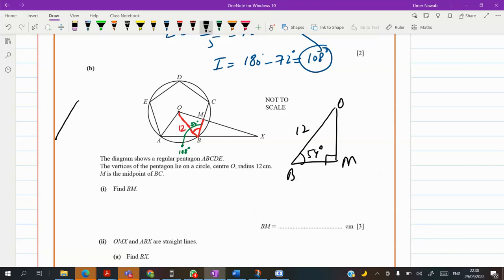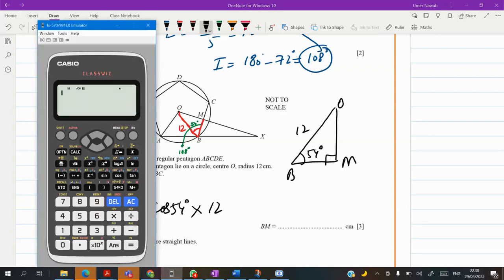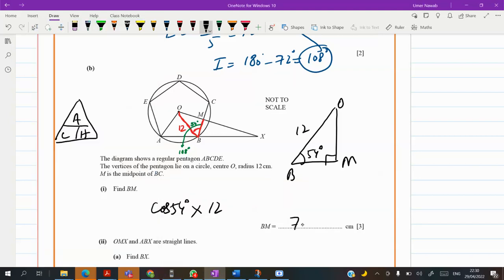CAH, and what I want to find is the adjacent. So adjacent, if you want to find, hypotenuse is given. So cosine of 54 times the hypotenuse, which is 12. So cosine of 54 times 12 will give you 7.05.